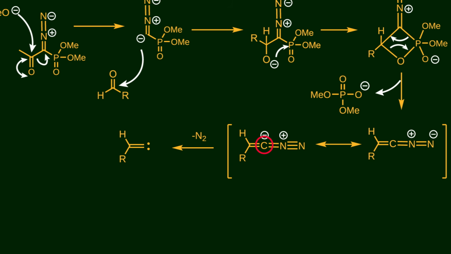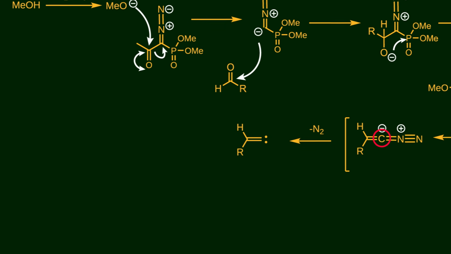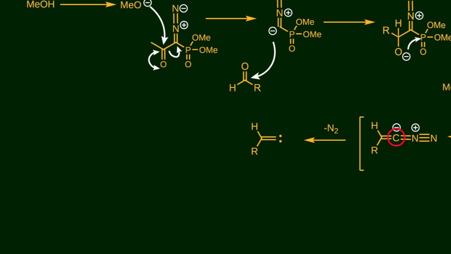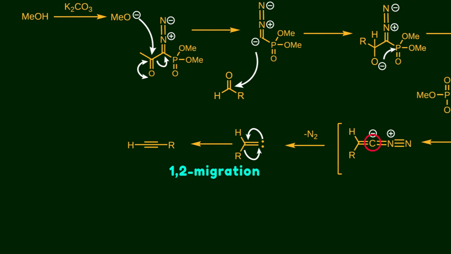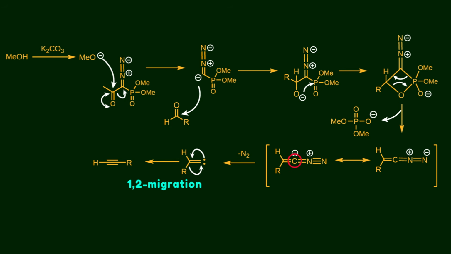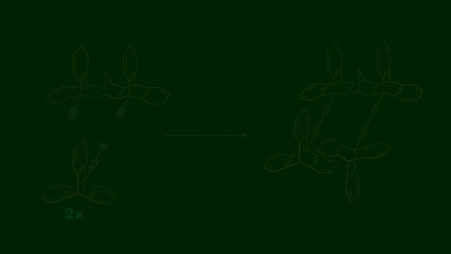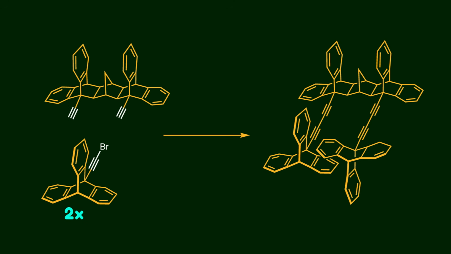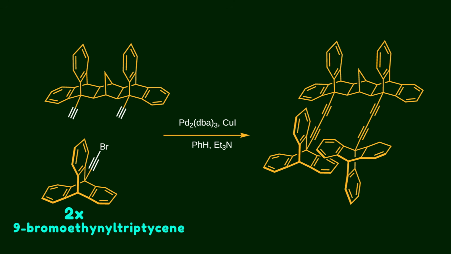Now the stage is set for producing the carbene by expelling nitrogen gas. Finally, the alkyne is produced by a 1,2 migration. By this procedure, the two aldehydes of the stator are converted to terminal alkynes. Now we should install the two triptycenes on the terminal alkynes. To do this, we can use a palladium-catalyzed cross-coupling reaction between the stator and 9-bromoethynyl triptycene.